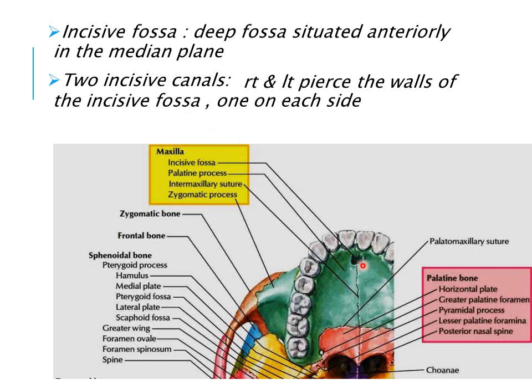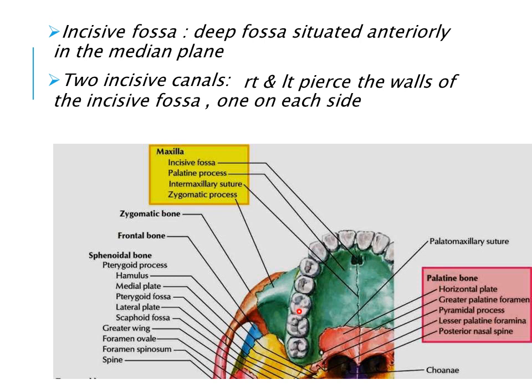In this slide we can make out the incisive fossa. Deep to the fossa situated anteriorly, it is situated in the midline, and it leads into incisive canals or incisive foramina, which eventually leads into incisive canals. Two incisive canals we have, right and left. They pierce the wall of the incisive fossa, one on each side.